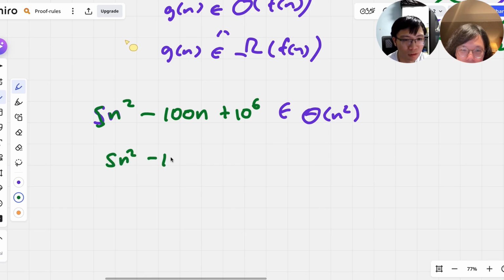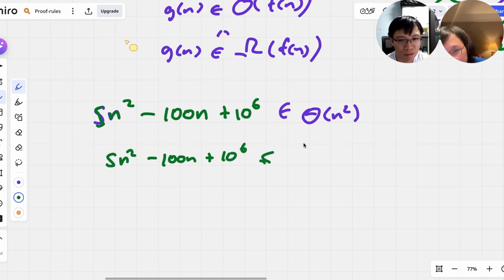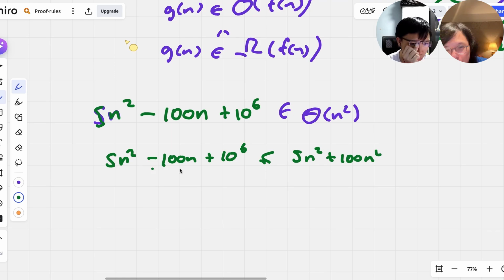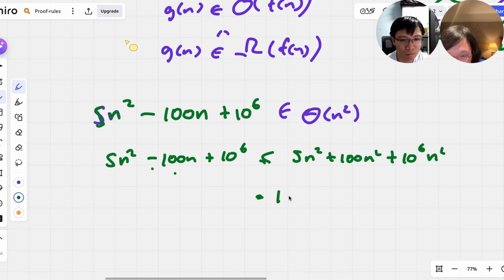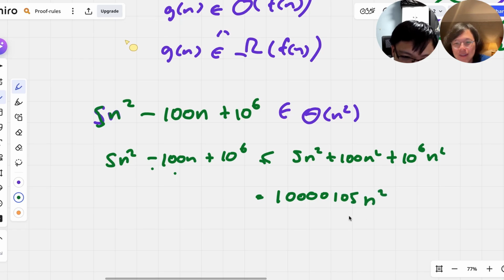So 5n squared minus 100n plus 10 to the power of 6 is actually less than or equal to 5n squared plus 100n squared. I'm just turning this minus into a plus, and I'm turning this into n squared plus 10 to the power of 6 n squared, which is equal to 1, 2, 3, 1100 n squared. Then this is for all n greater than or equal to 0.